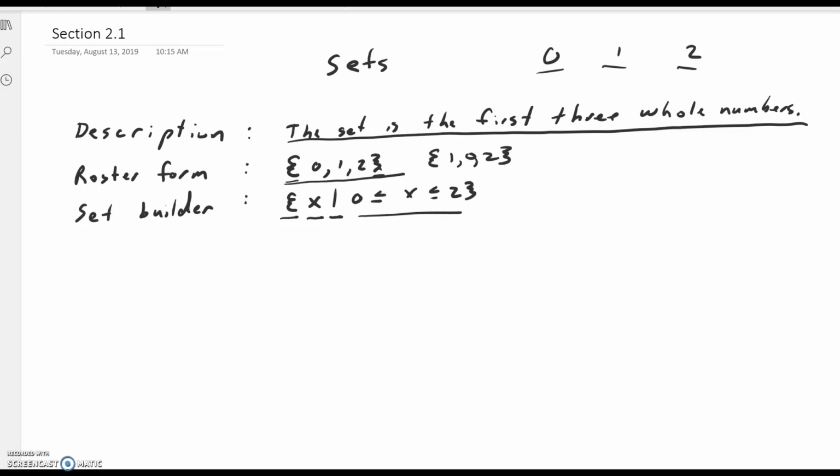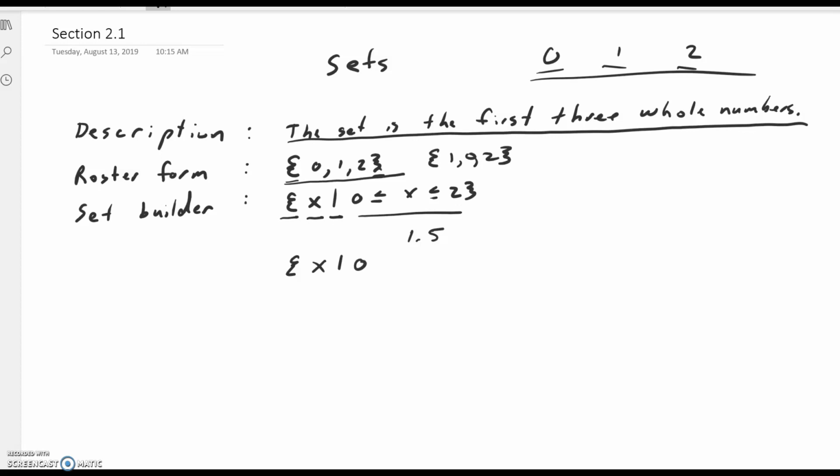Can you think of why it's wrong? Here's a clue. What about the number 1.5? Is it in this set? And the answer is yeah. The set of all numbers x such that this is true. Well, 1.5 is in between 0 and 2, and 1.5 we don't want to be part of the set. So we need to fix up this set notation. Set builder notation can be tricky. It's very useful, but it can be tricky.